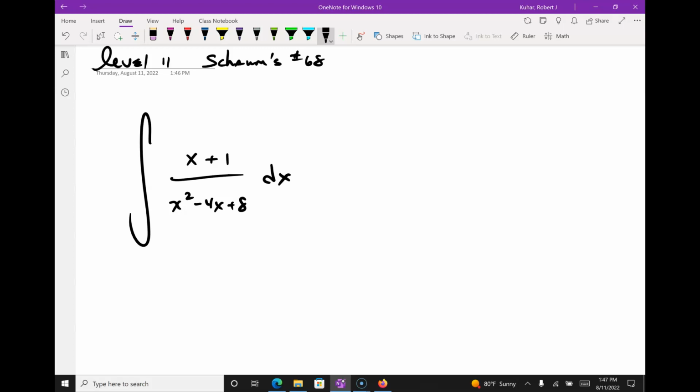Well, initially, it's easy. Initially, it's clearly a u sub, u downstairs, right? So what do I get when I let u be the downstairs? I get x squared minus 4x plus 8. And then, of course, du is what? 2x minus 4 dx, right? Well, I definitely can get the 2 for the 2x. That's not a problem, correct? So I'm going to multiply by 2 and divide by 2.